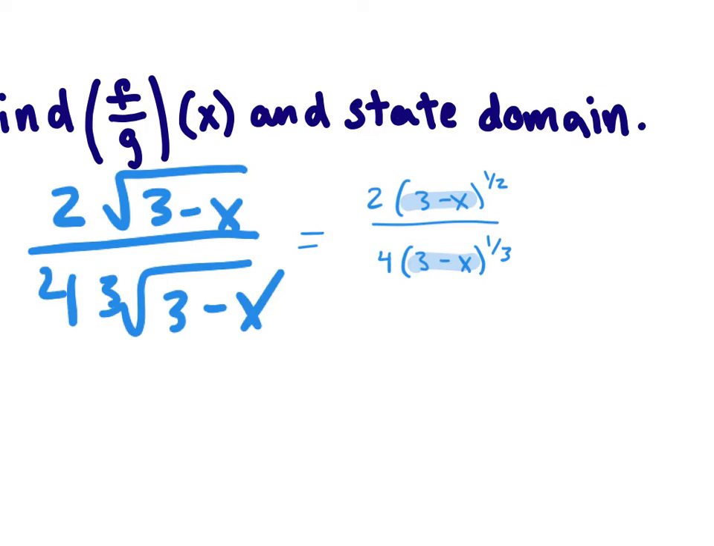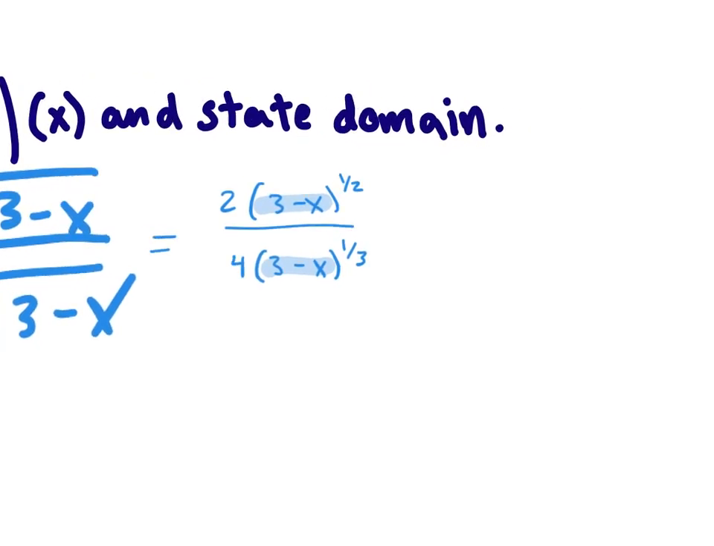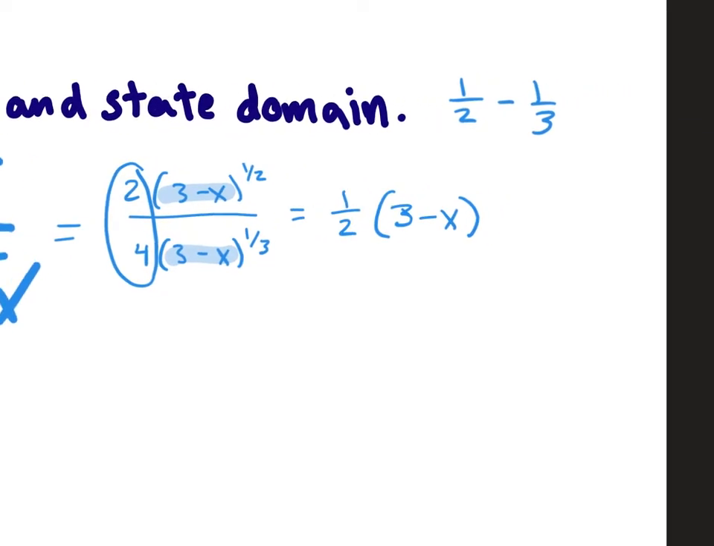If I'm dividing, how do I combine the exponents? What should I do? Subtract. So I'm going to have 1/2 minus 1/3. And then I'm just going to divide these two numbers here, that 2 over 4. What does 2 over 4 simplify to? 1/2. So I'm just going to leave that 1/2 out front. And then I combine these to be 3 minus x. And I got to simplify this fraction.